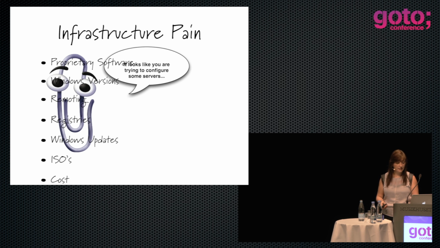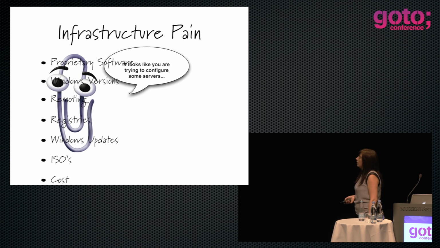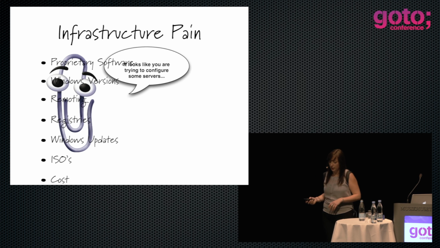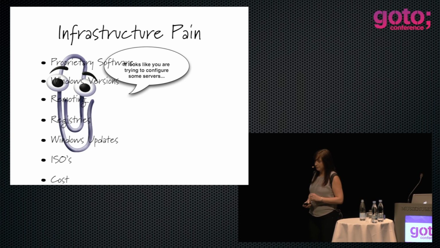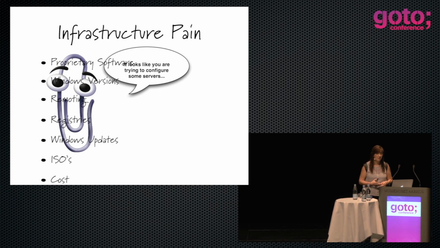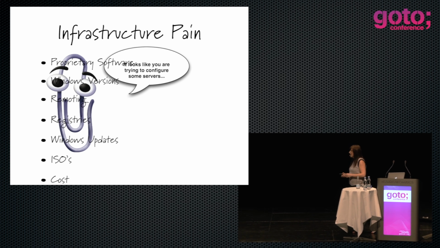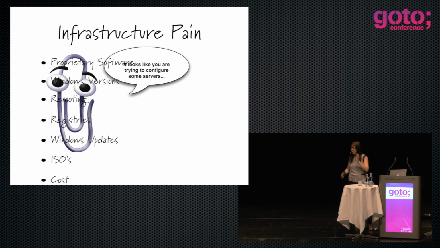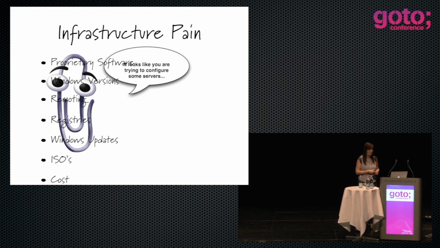The third one is remoting. So I talked a little bit about, if you can't do it in PowerShell, or you can't do it in Puppet or Chef, you can just use WinRM. But WinRM is hard, it's fiddly, and you have to be on a trusted domain, and all of these things just become really painful.